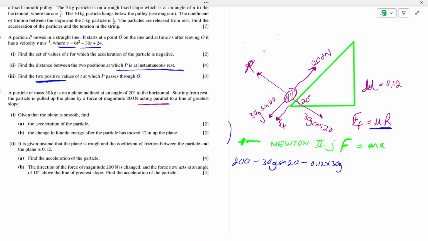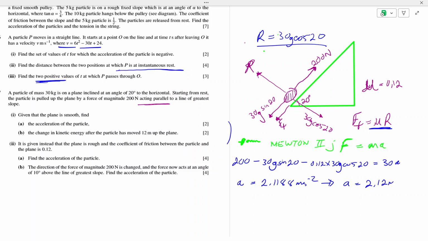The R, remember, R is going to be equal to 30g cos 20, right? And then it's going to be 30g cos 20 is equal to the mass, which is 30a, okay, right? And then when I plug that in the calculator, I'm going to get 2.1188 meters per second squared. Then to three significant figures, acceleration is going to be equal to 2.12 meters per second squared, like that.